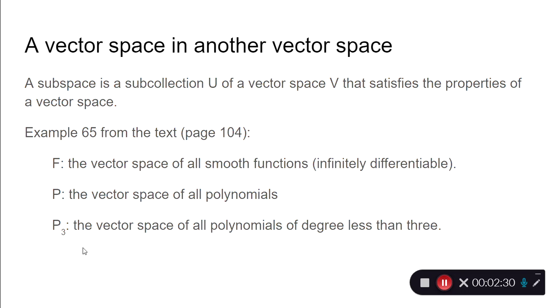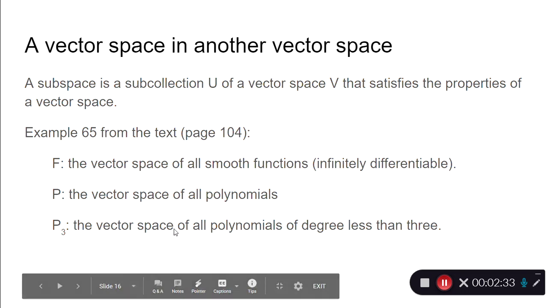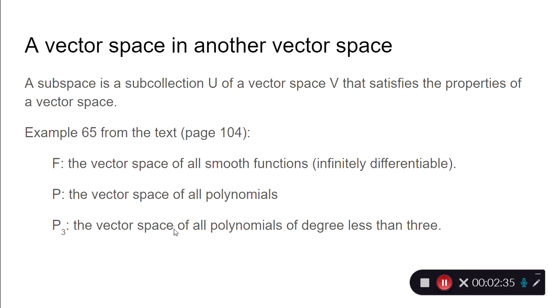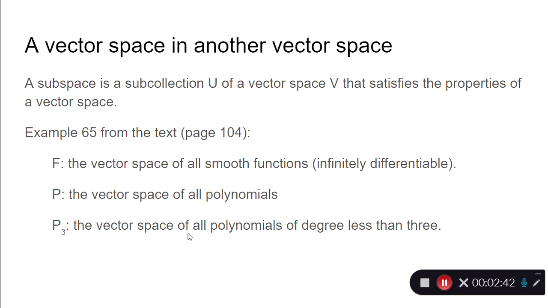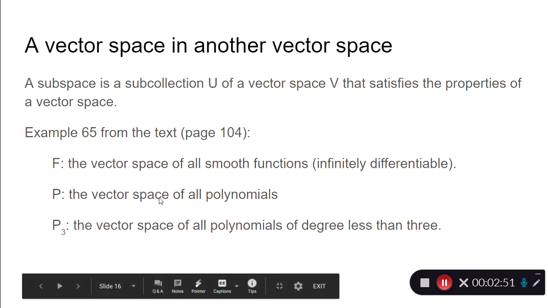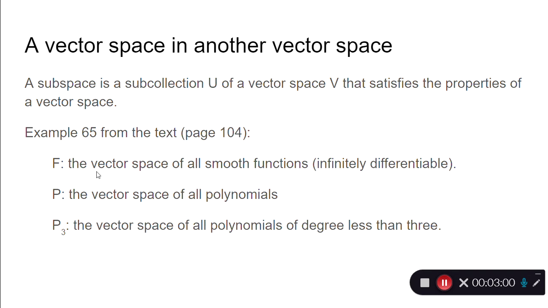Now within P, there's another collection. Consider all the polynomials of degree less than 3. So these are the quadratics again. Well, as we mentioned in the last video, quadratics are certainly a form of vector space. And so they're a subcollection of P and a vector space, so they're a subspace of P. They are also a subcollection of F, so they're a subspace of F.